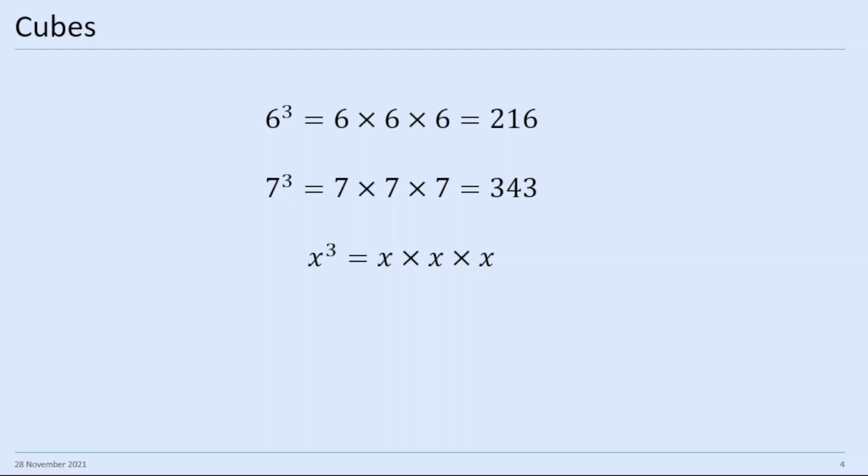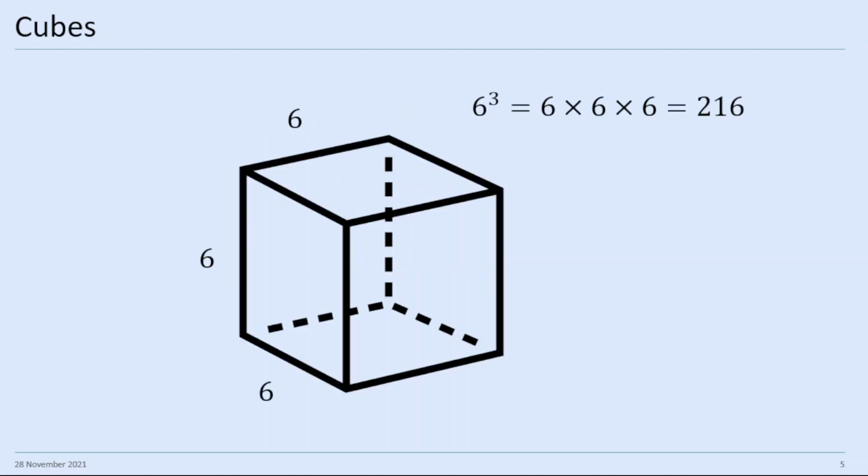Cubes, so 6 to the power 3, 6 with the index 3, is 6 cubed, 6 times 6 times 6, which is 216. 7 cubed is 7 times 7 times 7, which is 343. In general, x cubed is x times x times x, where x is any number.